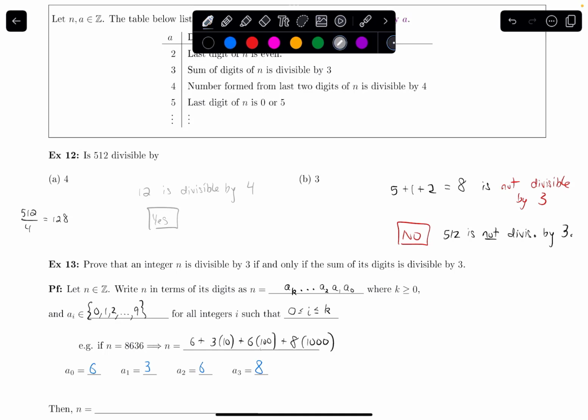The 100 is 10 squared. The 1000 is 10 cubed. And then this 10 would be 10 to the 1.